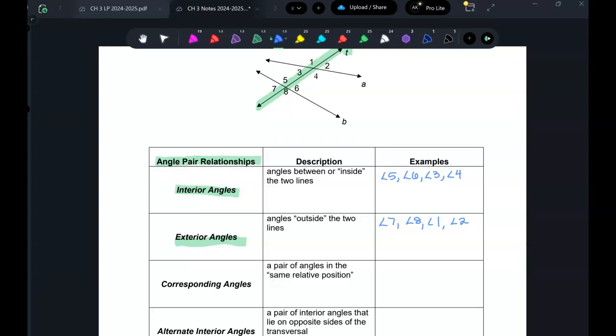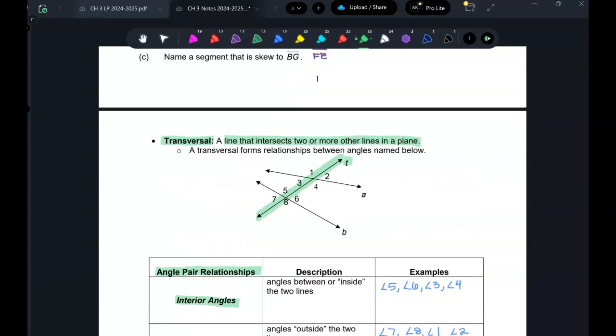Okay, corresponding angles. Again, these angles are always going to come in pairs. So they have a pair, like a matching, you know, like you have a pair of socks or a pair of shoes, right? So, are interior angles always inside of the transversal? Is it always related to the transversal? It's always related to the transversal.